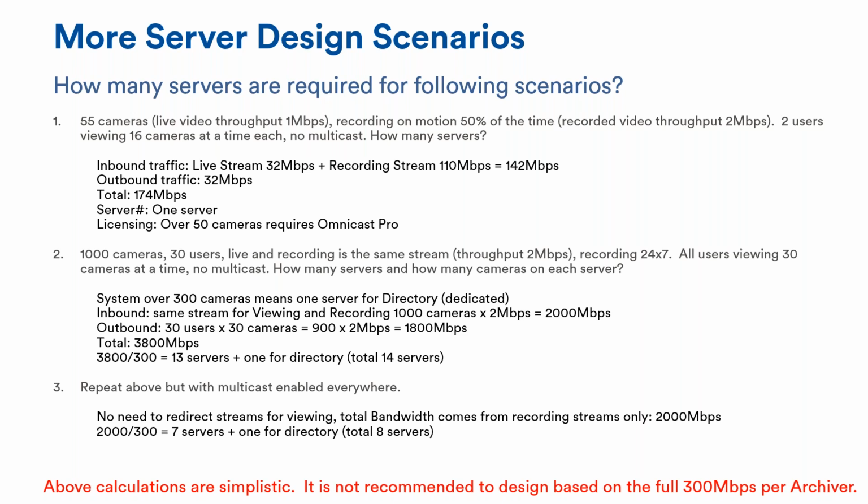Okay. So I hope those scenarios made sense, and that's how we determine the number of servers that are required for an environment. Again, the calculations are very simplistic. You definitely wouldn't want to use 300 megabits per second throughput. You want to leave some headroom on those off-the-shelf servers that have the specs that only support 300 megabits per second.